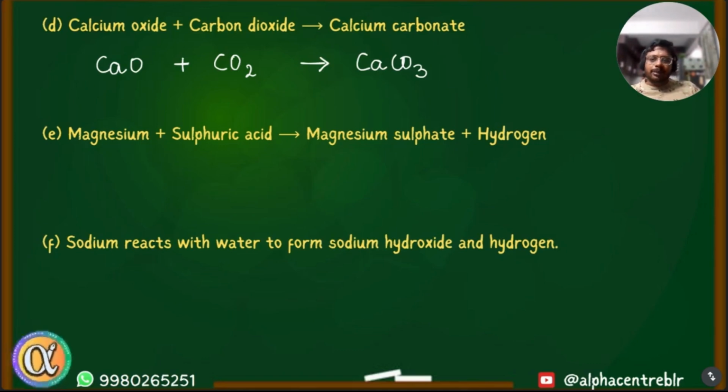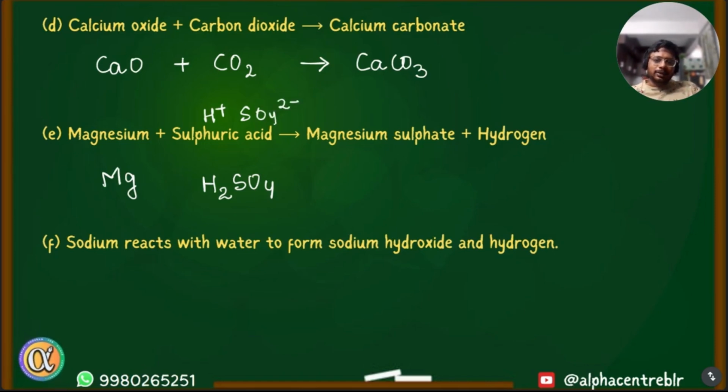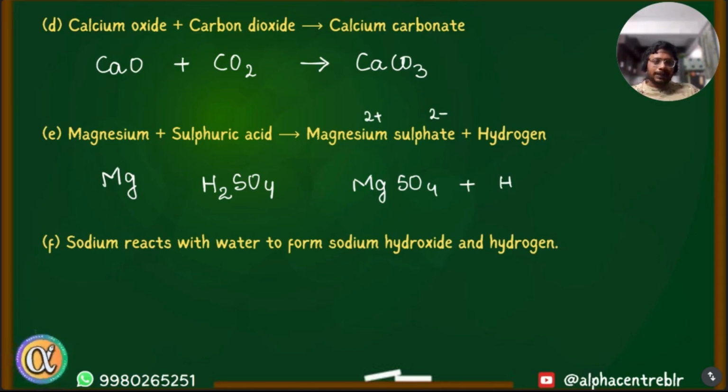Okay. Magnesium plus sulfuric acid. Magnesium is Mg. Sulfuric acid is not HSO4, it is H2SO4. Sulfuric acid is hydrogen and sulfate. Hydrogen has a +1 charge, so we get two of them, and sulfate. Magnesium sulfate: both have valency +2 and -2, so this is MgSO4, plus H2. Hydrogen is H2. Is this balanced? Yes, it's already balanced. Okay, next one.